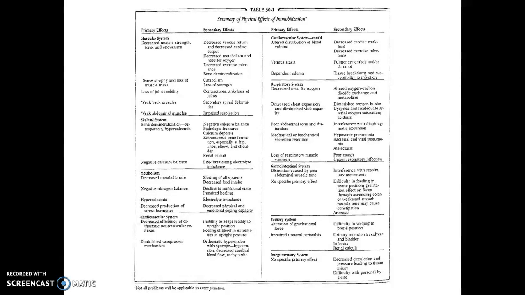The GI system, if you're not moving, you're going to have decreased motility, which is going to make you at risk for constipation, which is going to affect your appetite. If you're not upright, you're going to have urinary stasis. It's hard to pee laying down. You don't have gravity working for you.